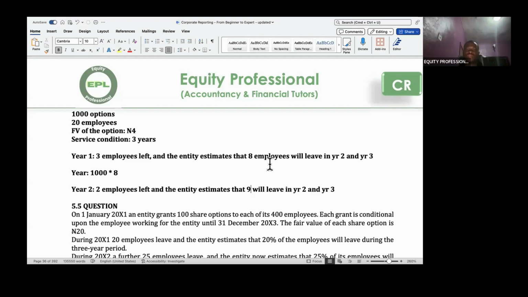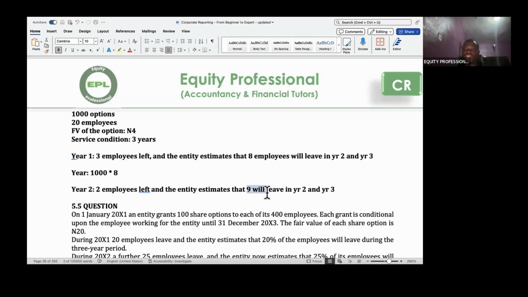Look at it, Isang. Look at the estimate they give us in year 2. They said 2 employees left in year 2, and the entity now estimates that 9 will leave in year 2 and year 3. So these 2 are already included here. For you to now be counting 2 again, you are double counting, because they have now estimated for year 2 and year 3. So they have put the 2 together.